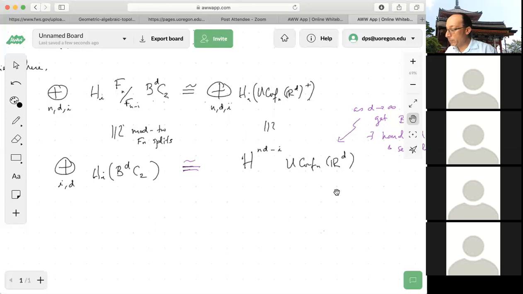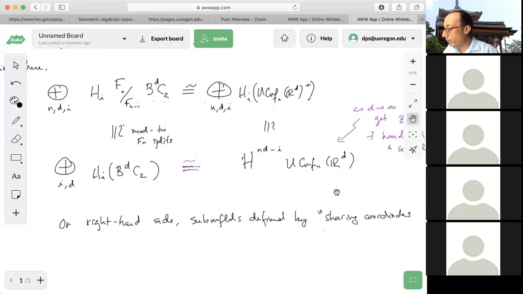I'm going to actually work from the right-hand side. We can think about submanifolds defined by sharing coordinates as we did for our Hopf ring generators. So this is a generalization, but I will mention an important caveat to that. But we can define submanifolds by sharing coordinates to obtain cocycles, and thus cycles on the left-hand side. So let's go through one example carefully.